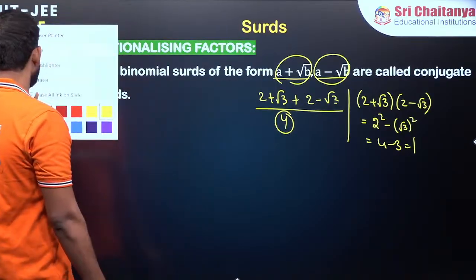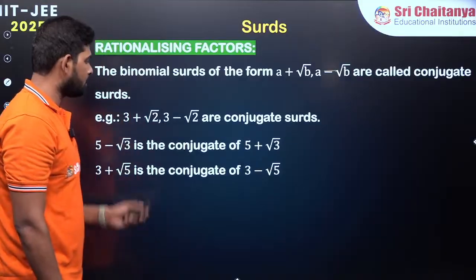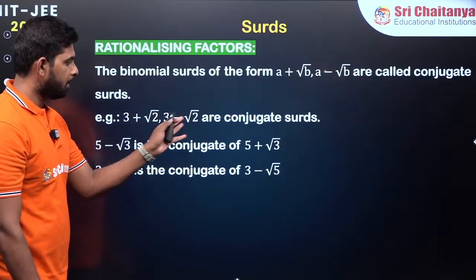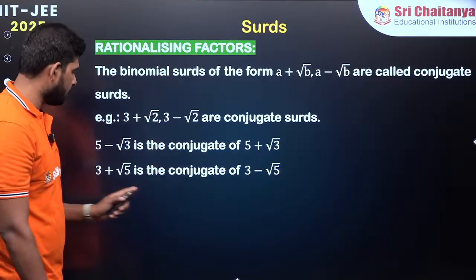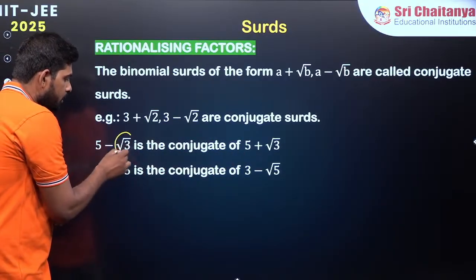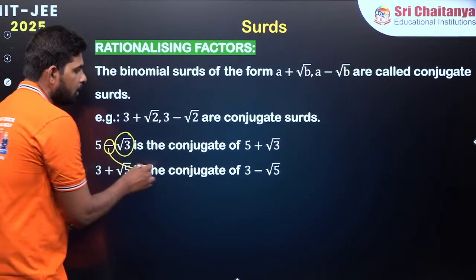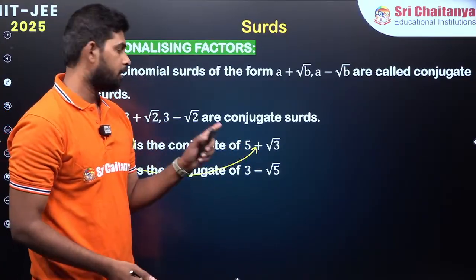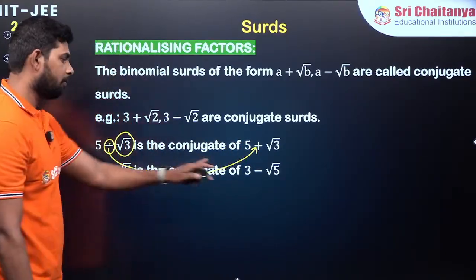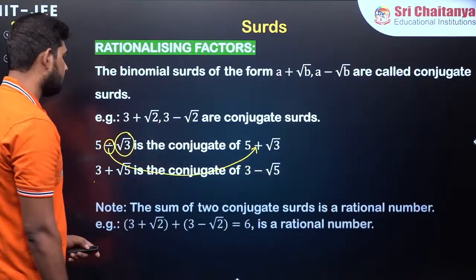And then let us see some of the examples. Just now I have given 3 plus root 2 and 3 minus root 2 are conjugates to each other. 5 minus root 3 and 5 plus root 3, you can see that wherever root 3 is there, for that one we are going to take what? Sign change. Here minus is there, here we need to take plus, so that you are going to get the conjugate. 3 plus root 5 and 3 minus root 5, right?